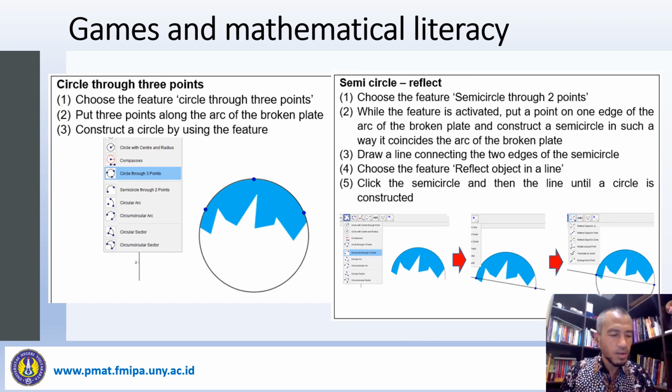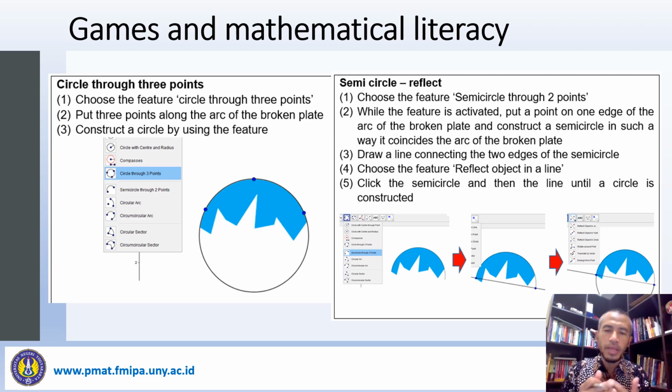This example is when the students were working with GeoGebra. The student directly uses a feature of GeoGebra, that is construct a circle through 3 points. So they put 3 points on the plate, and then automatically they get a circle. Another student uses a semicircle, also a feature of GeoGebra. And then they use a symmetrical line, reflect the semicircle to form a circle.